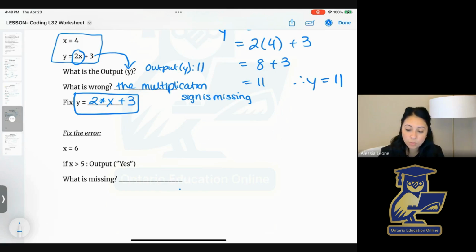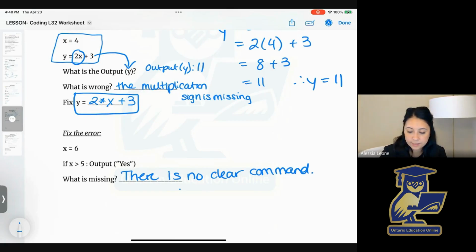But there's no clear command. There needs to be a proper setup. So I'm just thinking of what to write here. We're going to write there is no clear command. There needs to be an if statement. Need an if statement.